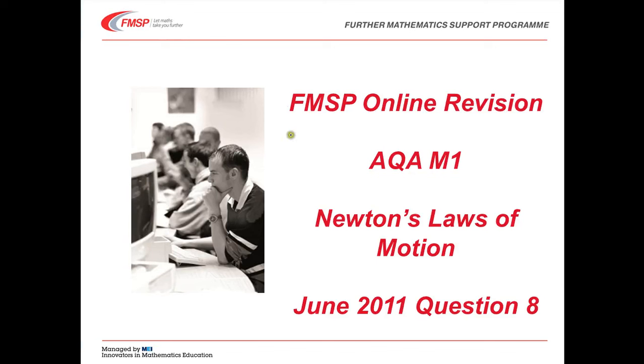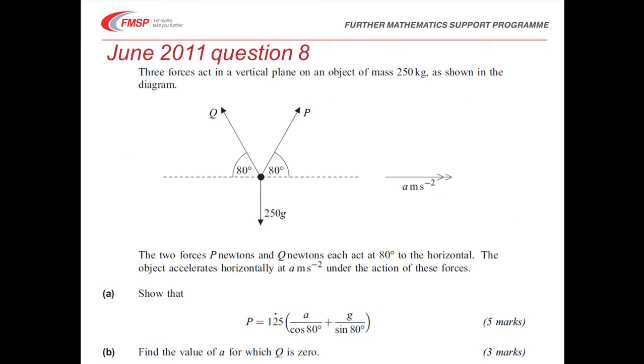Topic is Newton's Laws of Motion, and we're looking at June 2011, question 8. Starting by looking at the question, we've got three forces acting in a vertical plane on an object of mass 250 kilograms, and we've got acceleration acting horizontally. You've got a nice clear diagram there with forces P and Q each acting 80 degrees to the horizontal and giving a horizontal acceleration of a meters per second squared.